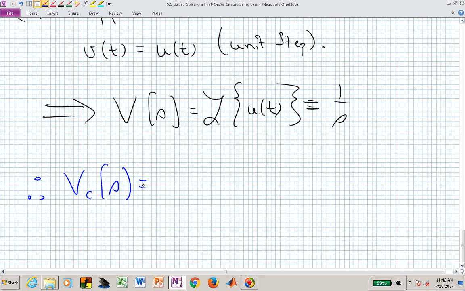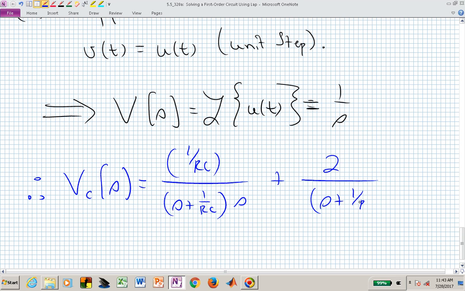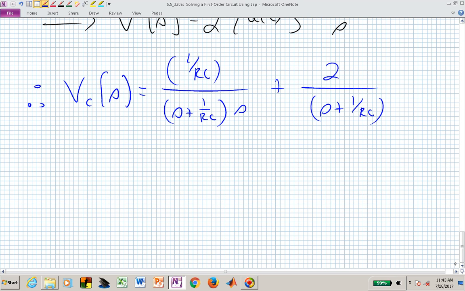Our V sub C of S expression is now 1 over RC. We haven't yet selected particular values for resistor and capacitor in our low-pass filter, and we aren't going to. We'll just keep it in terms of R and C, but now this is scaled by 1 over S, so that gives us an additional S in the denominator. Then we had our initial condition, which we said was 2, divided by S plus 1 over RC. Now we have two terms, but they're not quite yet in partial fraction form, so let's go ahead and do a partial fraction expansion.